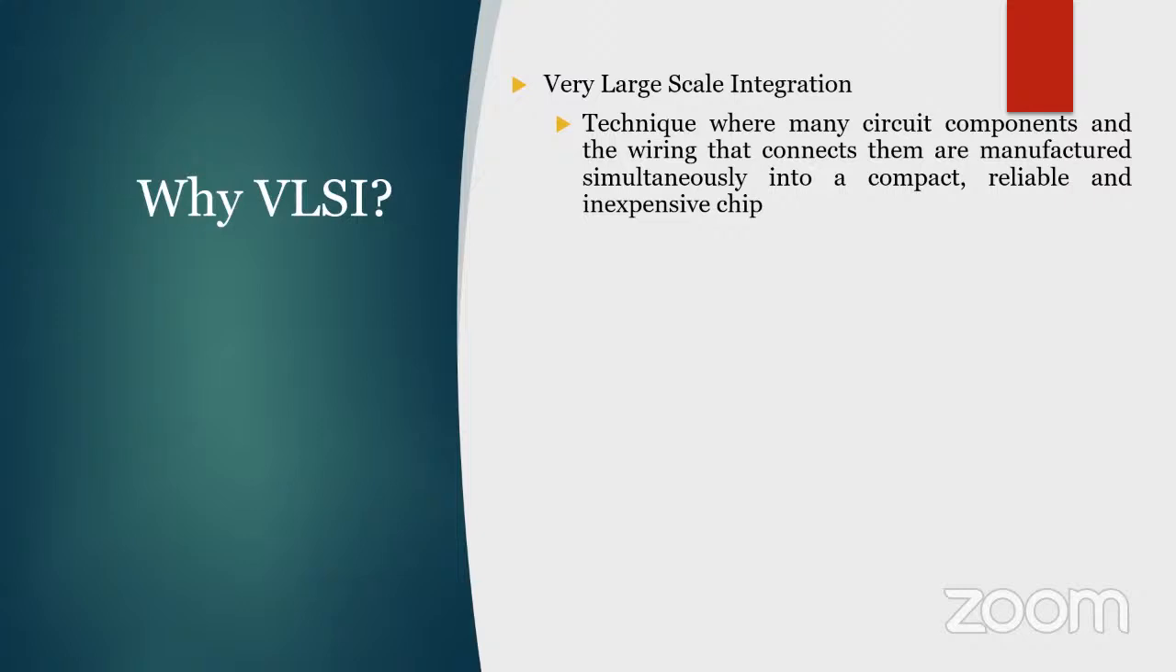The tiny circuit components which are fabricated on the chip are called transistors, or more specifically, MOS transistors, metal oxide semiconductor. Transistors are the building blocks of the circuit. Whether it is a mobile phone, a smart speaker, or a laptop, all are made up of transistors.